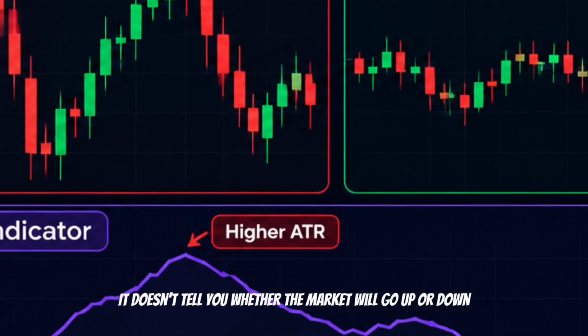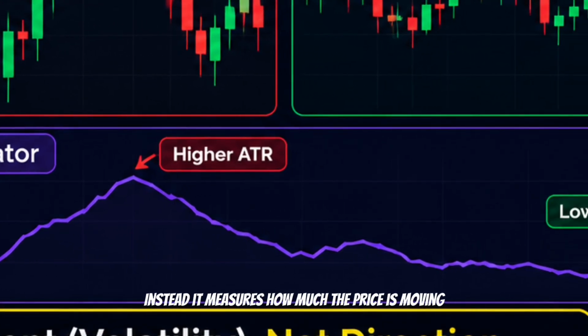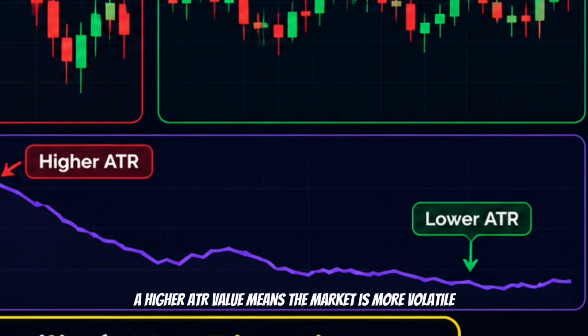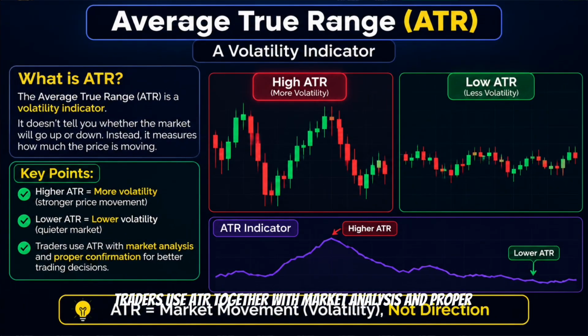It doesn't tell you whether the market will go up or down. Instead, it measures how much the price is moving. A higher ATR value means the market is more volatile, while a lower ATR value indicates lower volatility. Traders use ATR together with market analysis and proper confirmation to identify better trading opportunities and manage risk more effectively.